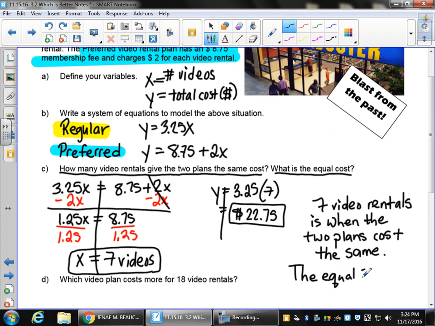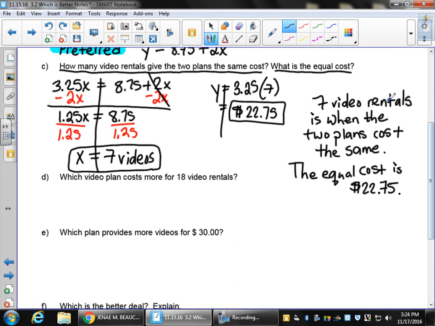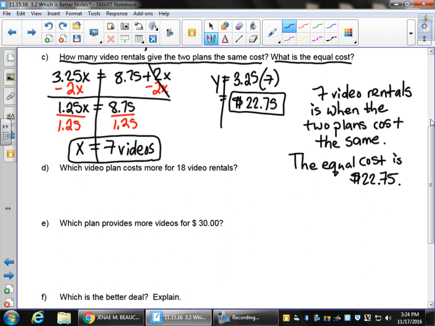The equal cost is $22.75. Again, many ways to write the same thing. As long as it's a complete sentence and you're saying somewhere that 7 video rentals is when it's the same and the cost would be $22.75, you're in good shape.